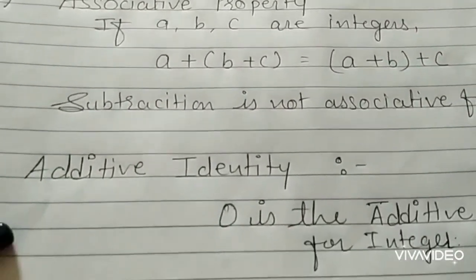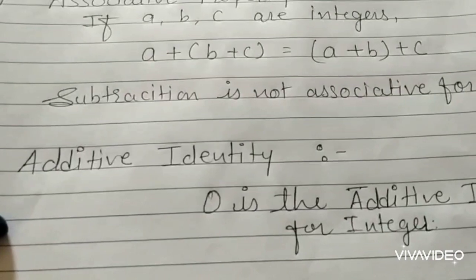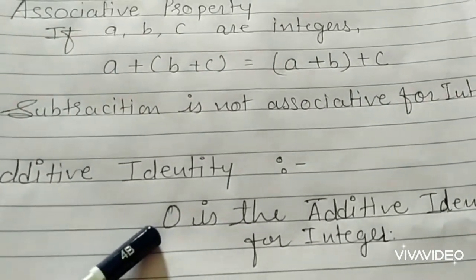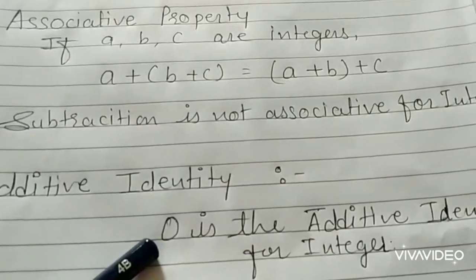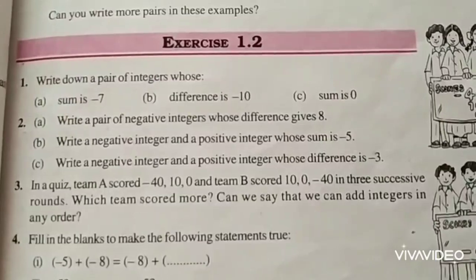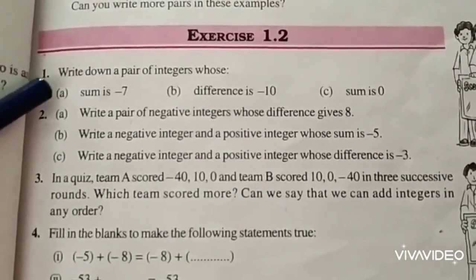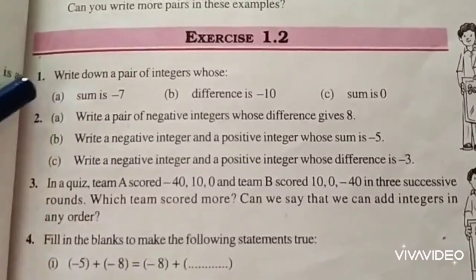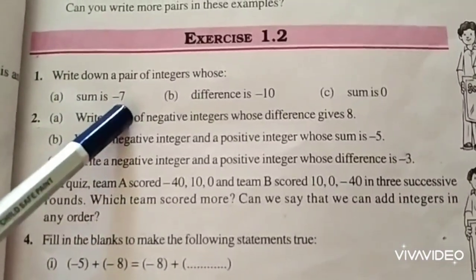Another one is additive identity. So we already know that 0 is the additive identity for integers. Now we will move forward to our exercise. Question number 1 is, write down a pair of integers whose sum is minus 7.